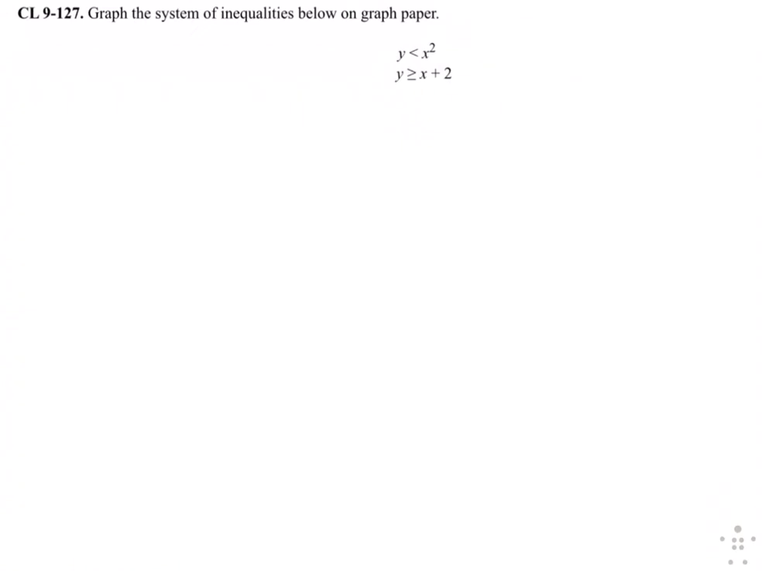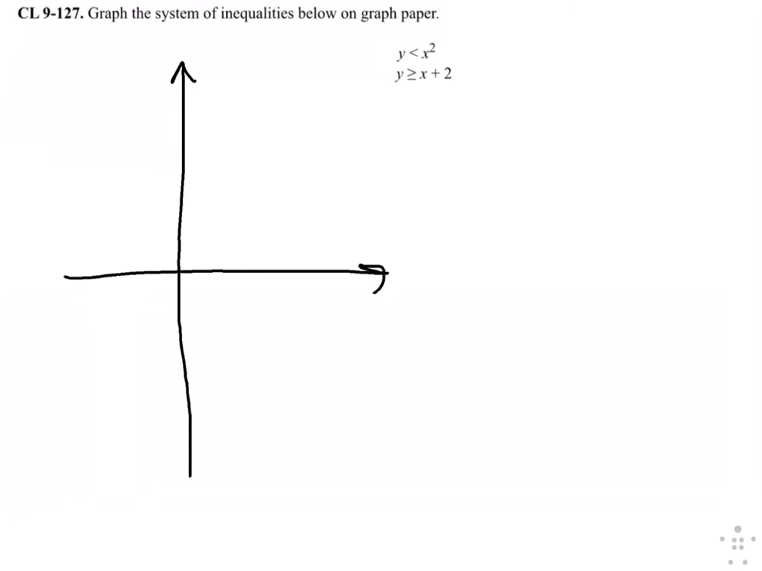Okay, 127 wants us to graph the inequalities. So the first one, let's do this. The first one's a quadratic, right? So when x is 0, y is 0. When x is 1, y is 1. When x is 2, y is 4, right? And then the axis of symmetry is there, so that and that. So there's our equation graphed, because it's a quadratic, so it's a parabola.